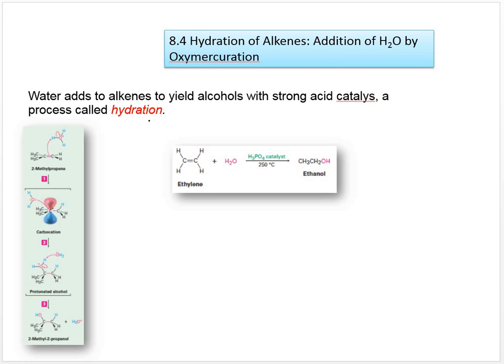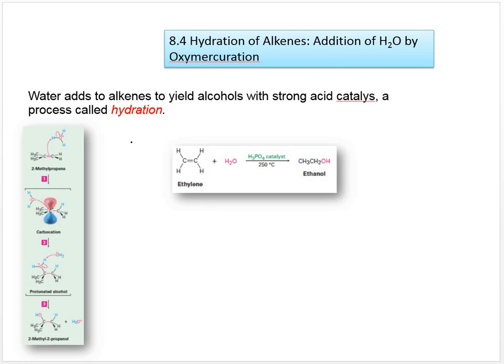A hydration reaction is a reaction in which a water molecule adds itself to an alkene in the presence of a strong catalyst like phosphoric acid. In industry, ethanol is synthesized from ethylene and water with the help of a phosphoric acid catalyst at a higher temperature, at 250 Celsius. So let's look at how the reaction occurs.